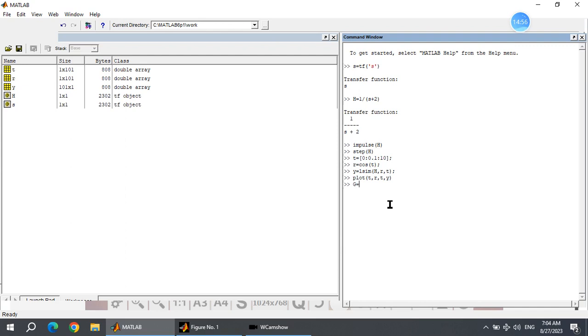I use G equal to a second order system. I use this one; last time we studied it in the class. It's S squared plus 2 times S plus 10. We have a different G, a different system. Then what are the impulse response and the step response of G?